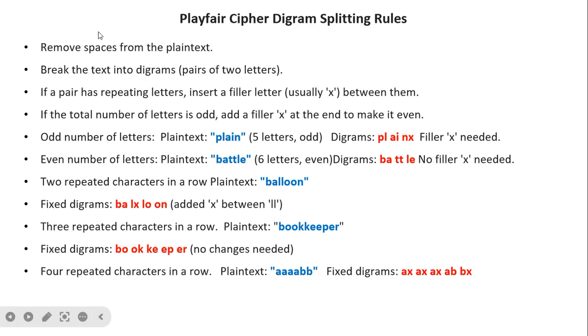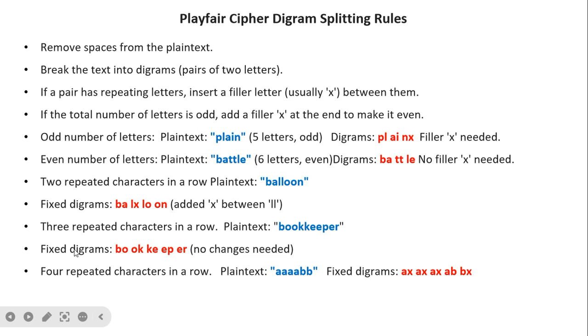Playfair cipher digram splitting rules. Remove the spaces from the plain text. Break the text into digrams, that is nothing but pairs of two letters. If a pair has repeating letters, insert a filler letter X between them. This will be easier to understand with the example. If the total number of letters is odd, add a filler X at the end to make it even.